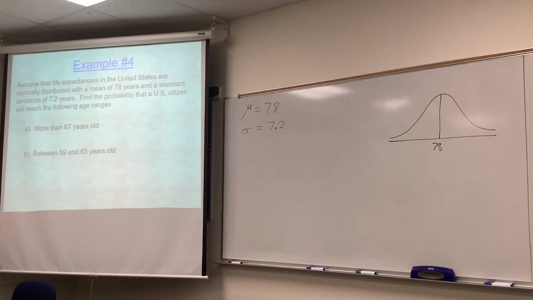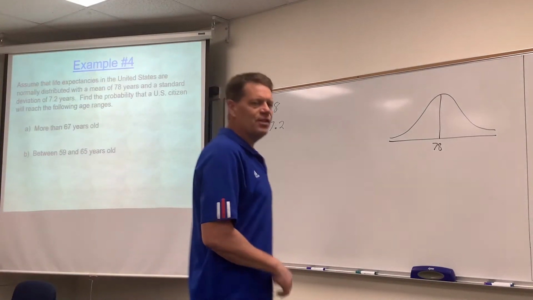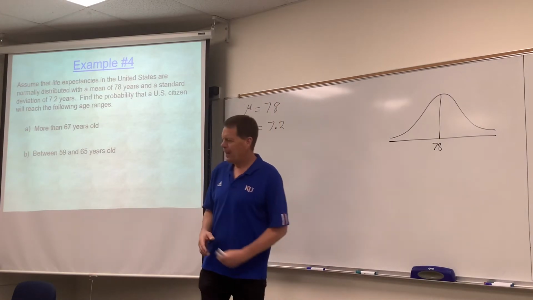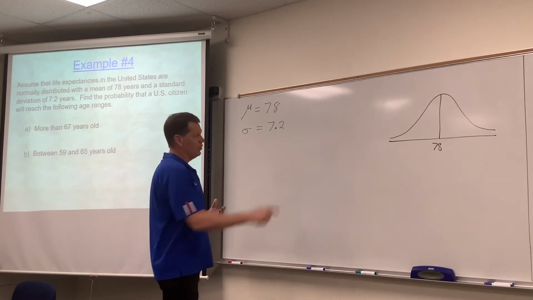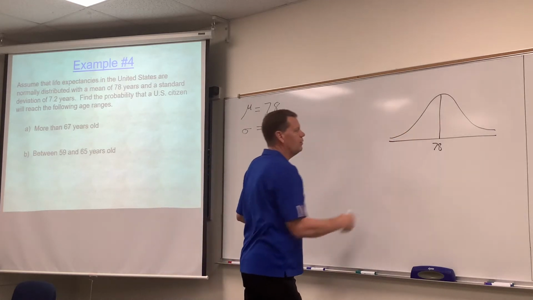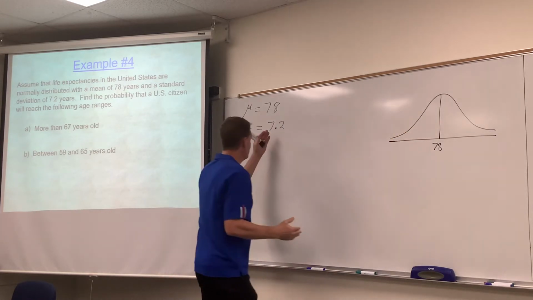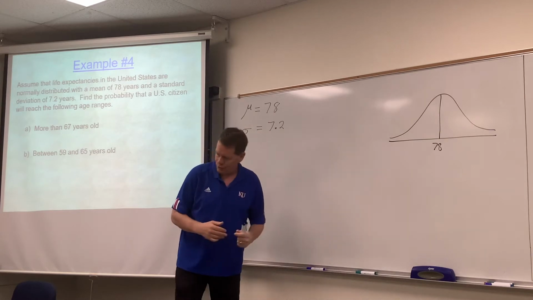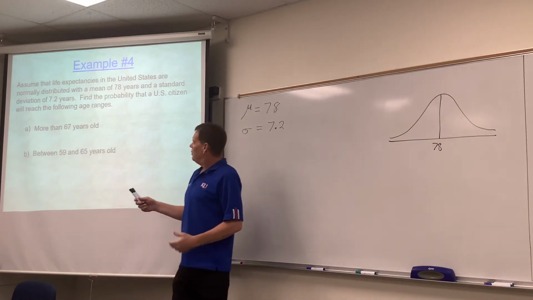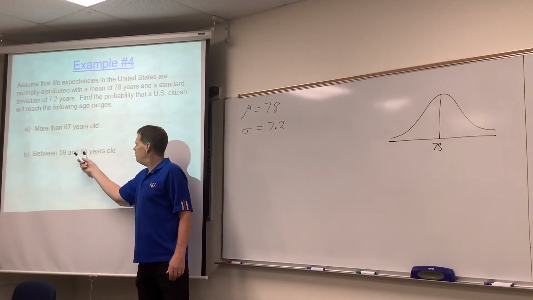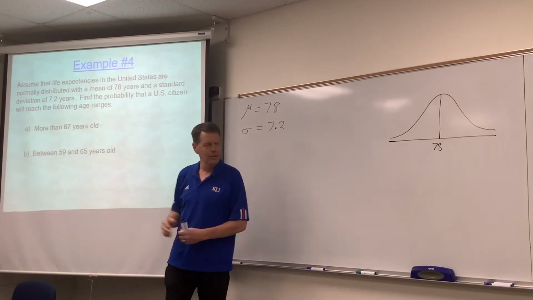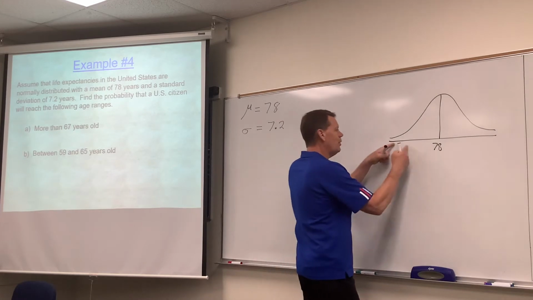And here we go with example 4, normal distributions, example 4, part B. Again, we were told that life expectancies in the United States are normally distributed, therefore the bell curve with a mean of 78 years and a standard deviation of 7.2. We want to find the probability that a randomly selected person will live to be between 59 and 65 years old. So again, both of those are below the mean.